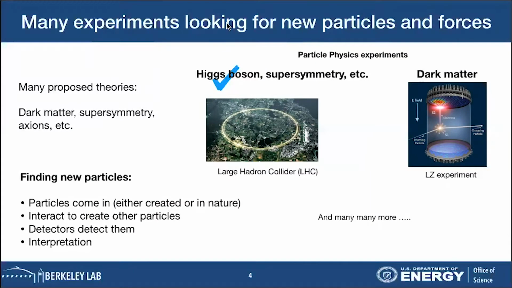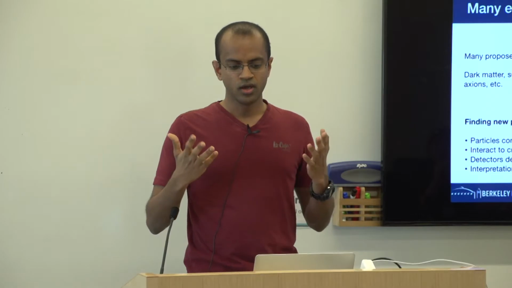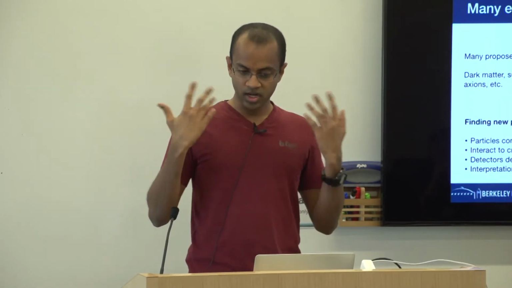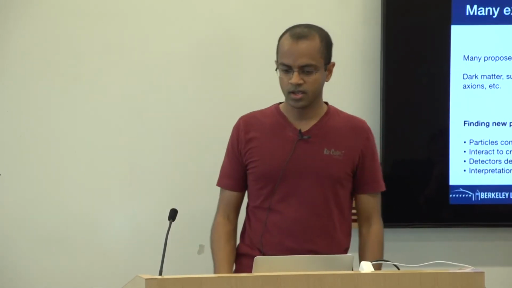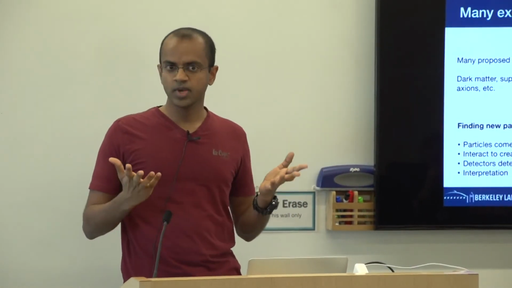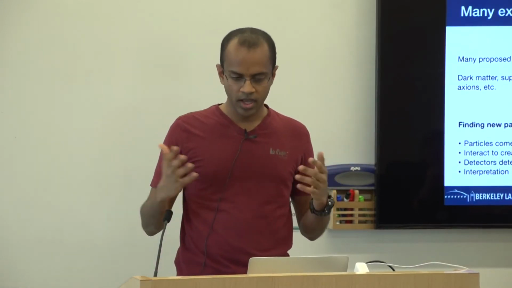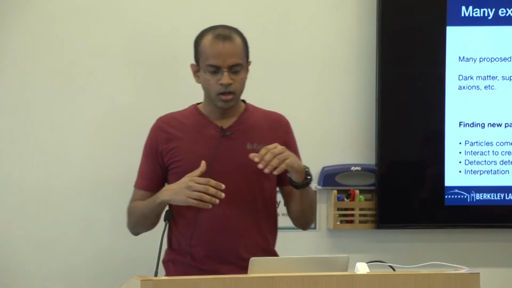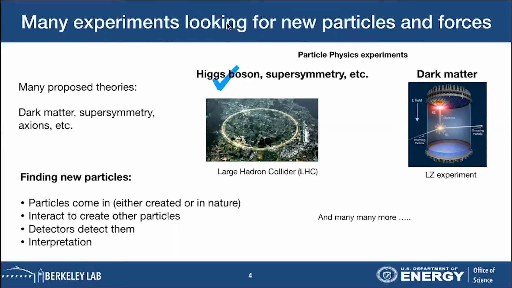And there are many experiments, for example, the Large Hadron Collider at CERN, which found the Higgs boson in 2012, but it's still looking for other theories such as supersymmetry. There are dark matter detection experiments like LZ in South Dakota, and again, many, many more. A lot of these particle physics experiments have the same recipe to find new particles. You have particles coming in, either you generate them right there or they come in from space, they interact to produce other particles which are detected, and from that you try to interpret what the properties of the incoming particle must have been.